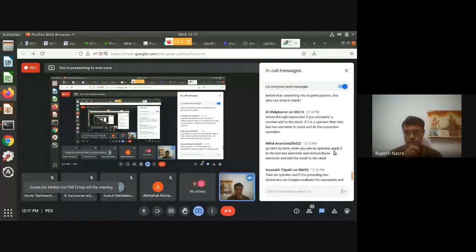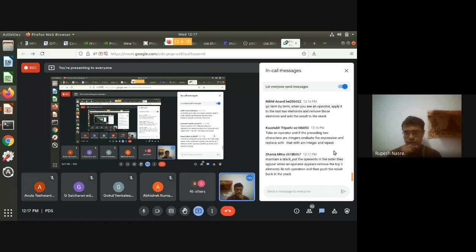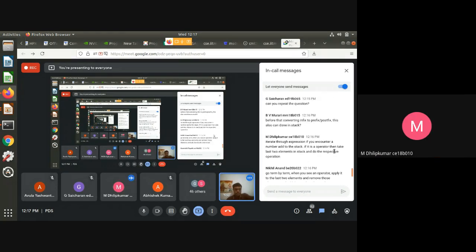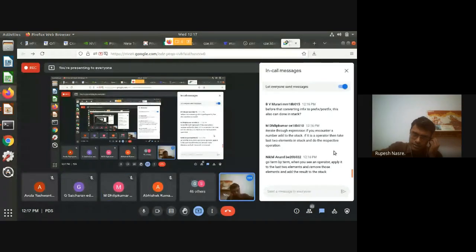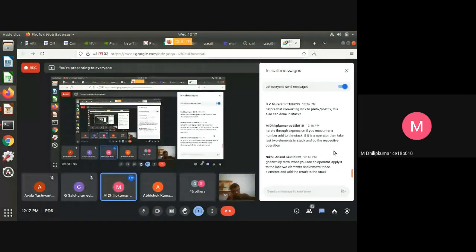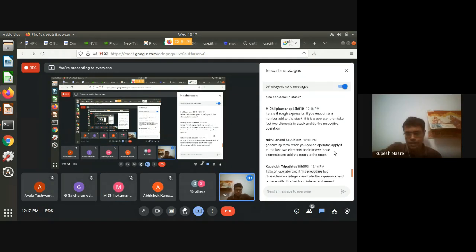Dilip says iterate through the expression. If you encounter a number, add it to the stack. If it's an operator, then take the last 2 elements in the stack and do the respective operation. And do what? There is one small piece missing there. The algorithm is correct, but one small piece needs to be added. Remove the last two elements and add the result. Put the result in the stack. Right, we have to put back the result, right? So good. Okay, so that is the correct algorithm.